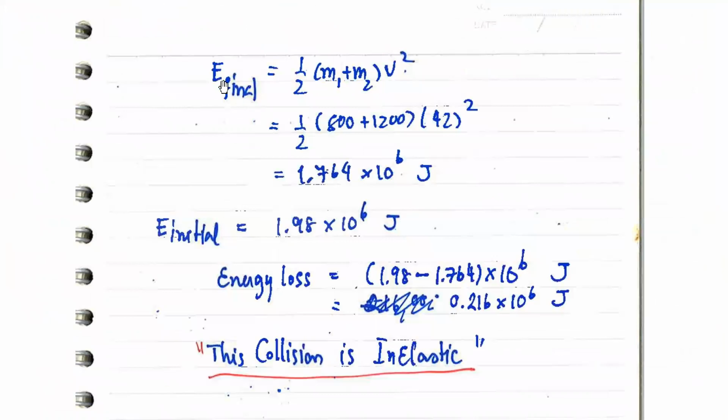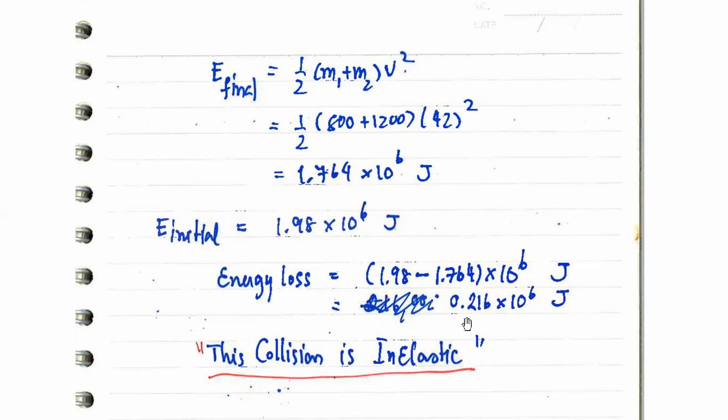Now, final energy is 1/2 of the total mass times the final velocity squared. So you get 1/2 of 2000 times 42 squared. Using the calculator, you got 1.764 times 10 to the 6 joules. So you see that initial energy is 1.98 and final energy is 1.76 megajoules. So you lost energy of around 0.216 times 10 to the 6, or 0.2 megajoules.